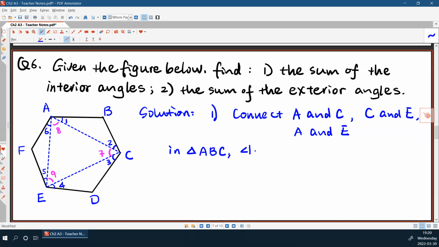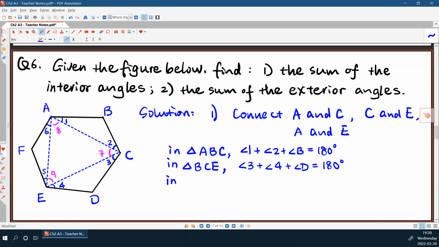That means angle 1 plus angle 2 plus angle B is 180 degrees, right? And also in triangle BCE, we also know the sum of the angles is 180 degrees. That means angle 3 plus angle 4 plus angle D is 180 degrees, right? And in the third triangle, AEF, we have the sum of the three interior angles: angle 5 plus angle 6 plus angle F equals 180 degrees, right?